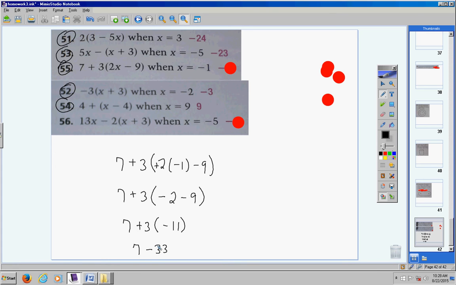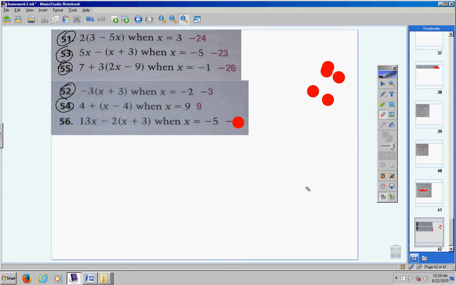Okay, I'm just going to go ahead and whisper for the rest of this. Okay, you owe me $33. You pay off 7, so you're left with -$26 debt, okay? There we go. And lastly, number 56.